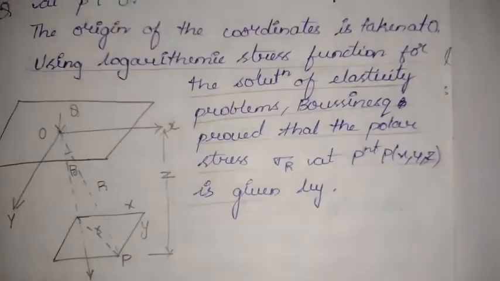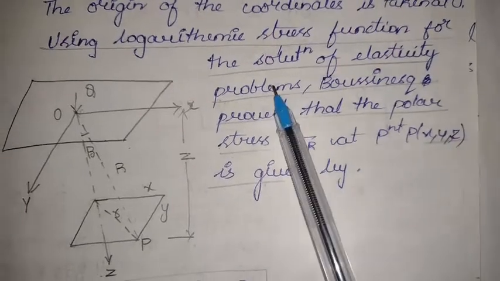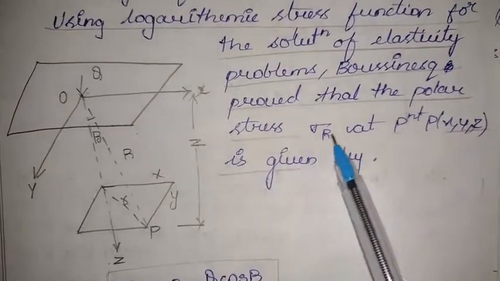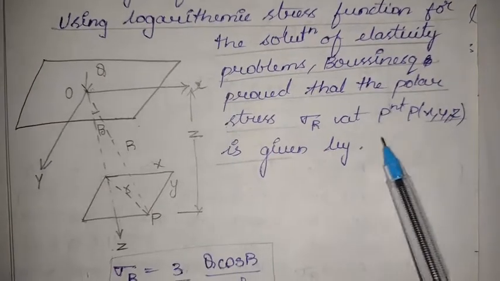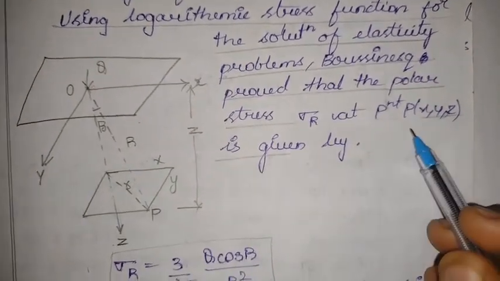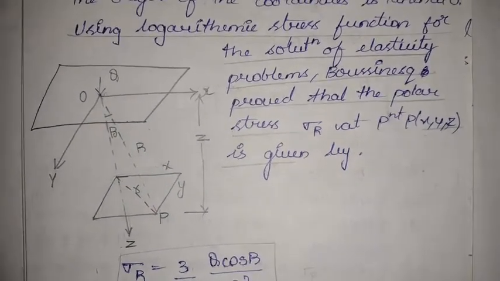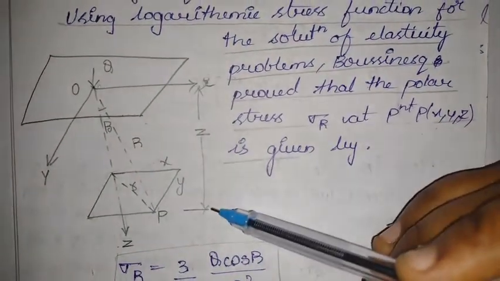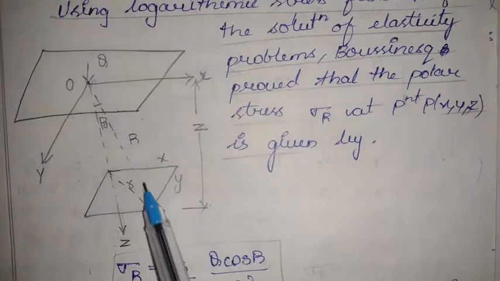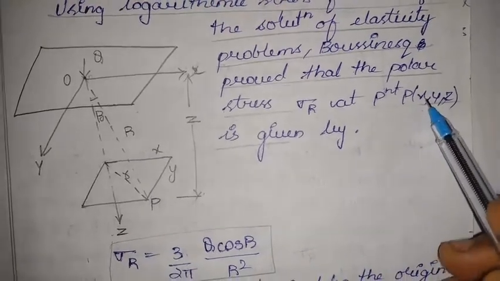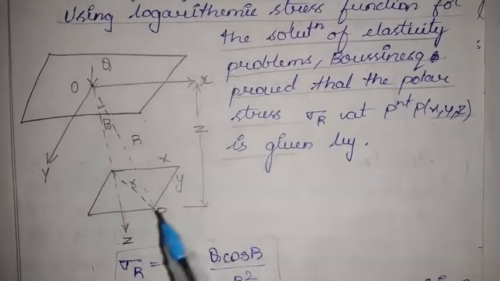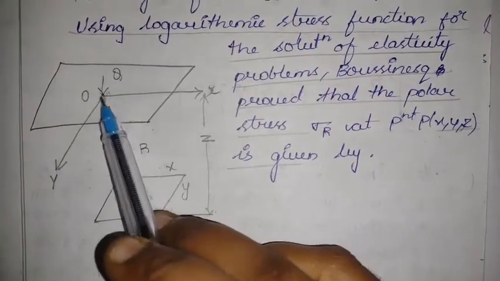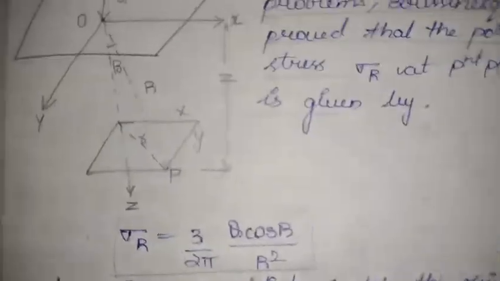Next, using a logarithmic stress function for the solution of elastic problems, Boussinesq proved that the polar stress sigma r is the polar stress at point P, which has coordinates x, y and z with respect to O, the origin we have considered. This is the point, z is the depth, and x and y are the other axes. We are just taking the coordinates of that. Whatever polar stresses are developed at the point P, because of this point load Q at O, the origin, is given by this equation.